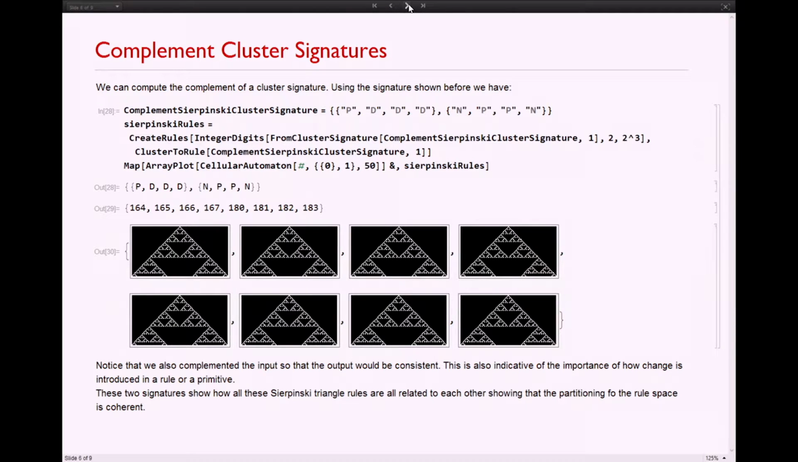When you take the complement, the P's of 0 and the P's of 1 switch, and then they reverse. So now the signature is PDDD NPPN. And now we see it actually generates for us all of the complement rules for that. Every time you run that signature, it will always create those exact rules.